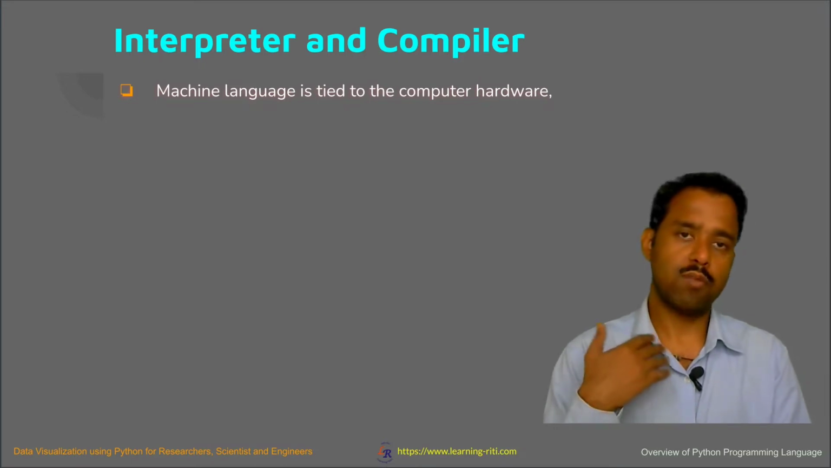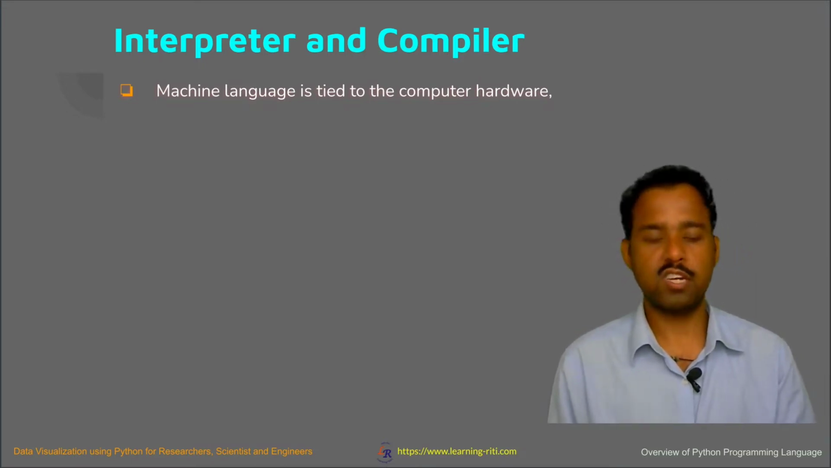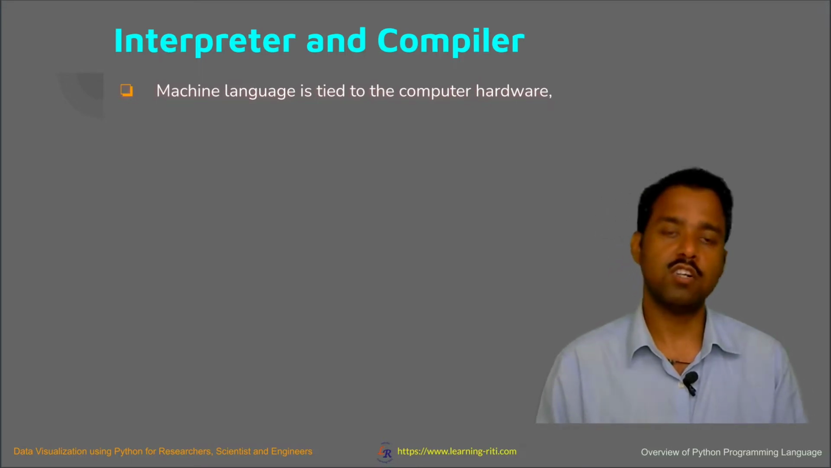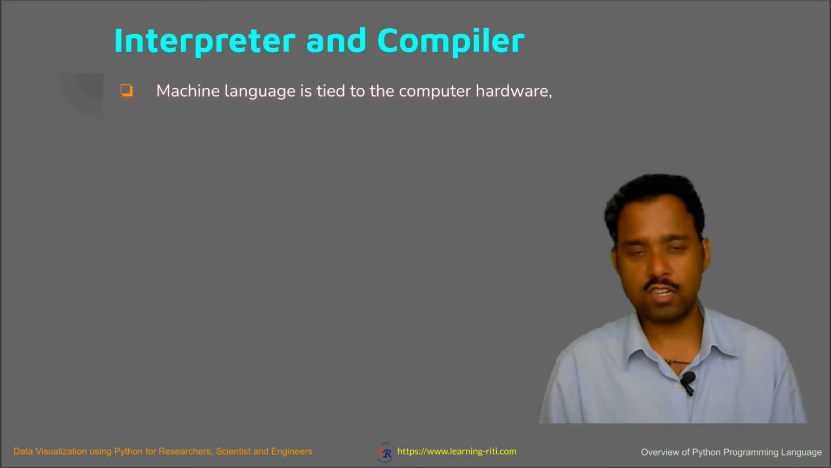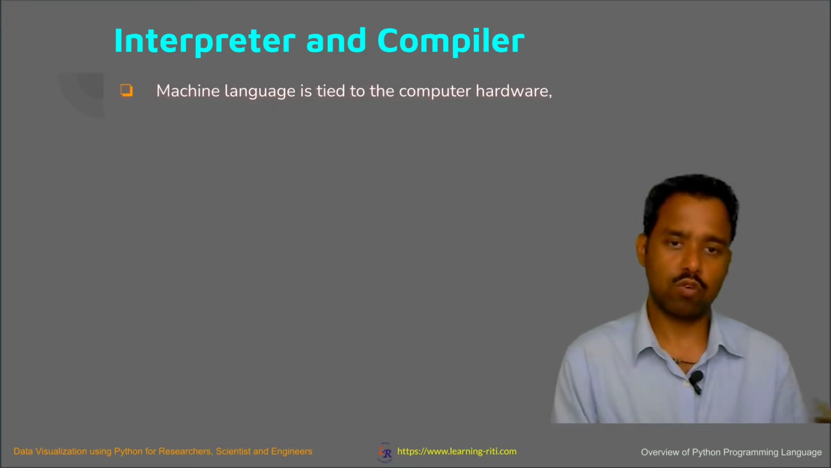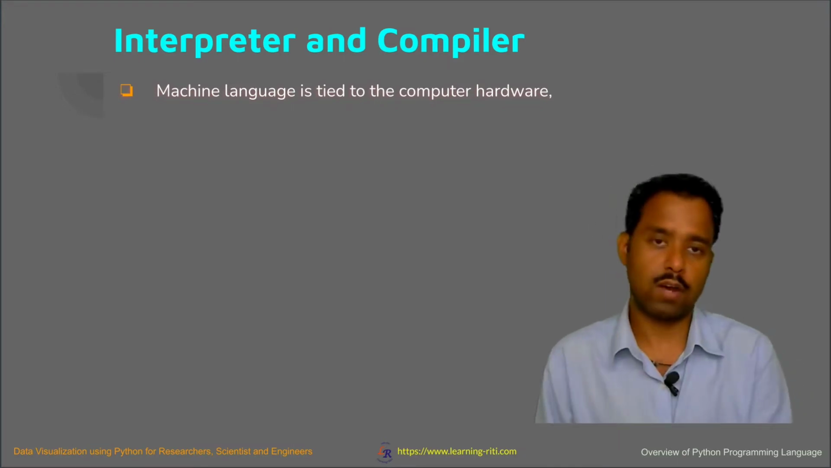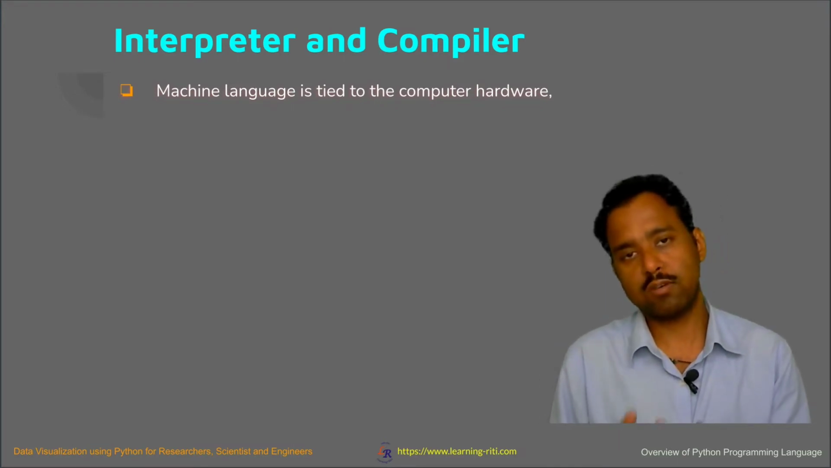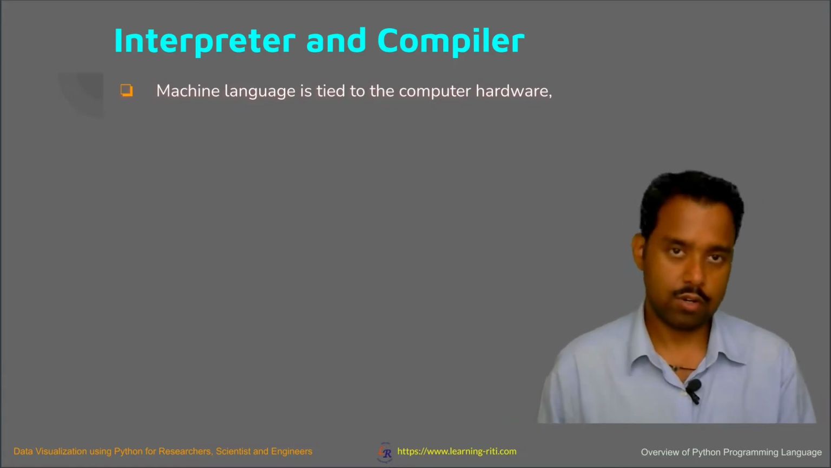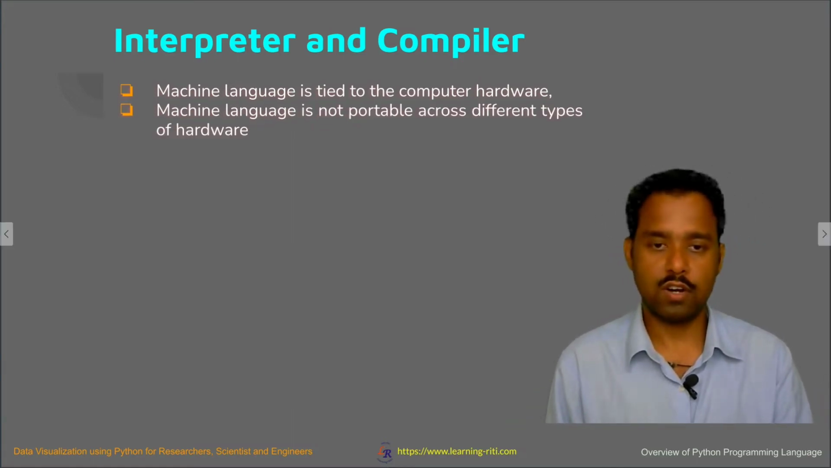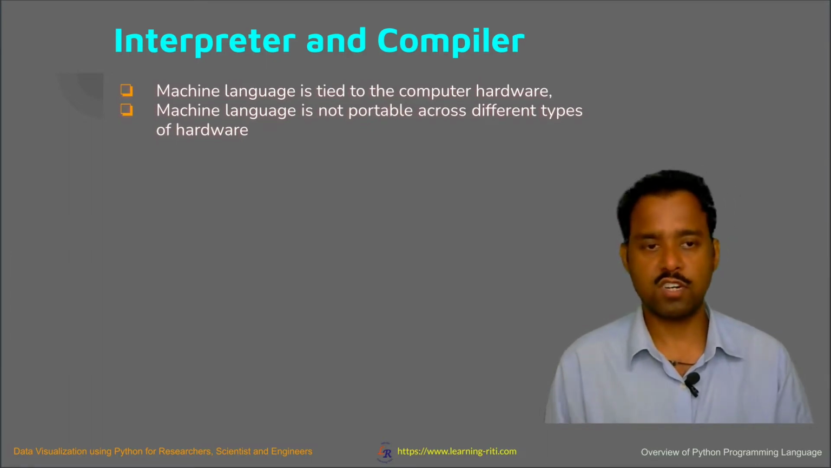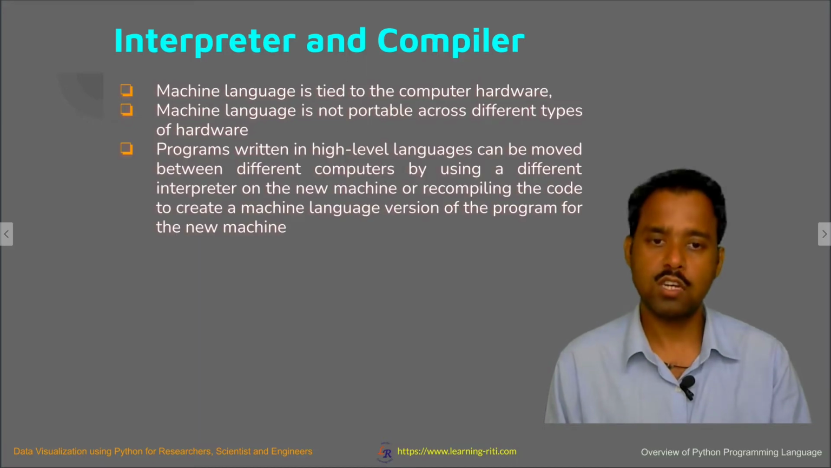So, why interpreter and compiler? The machine language understood by the computer is not very human friendly. You cannot write everything in that; it is going to be very complicated. Also, machine language is tied to the hardware of the machine, so you cannot have the same machine language for different machines. It is dependent on the hardware, and it is not portable across different devices or different types of hardware.